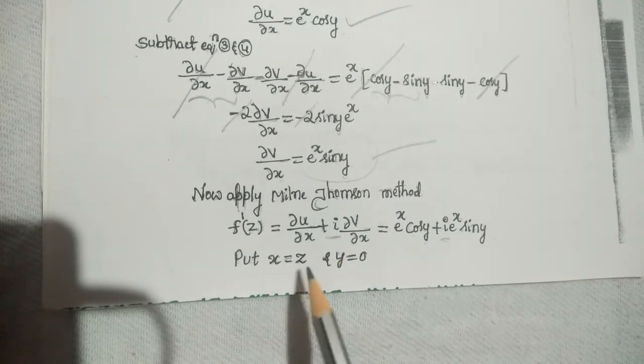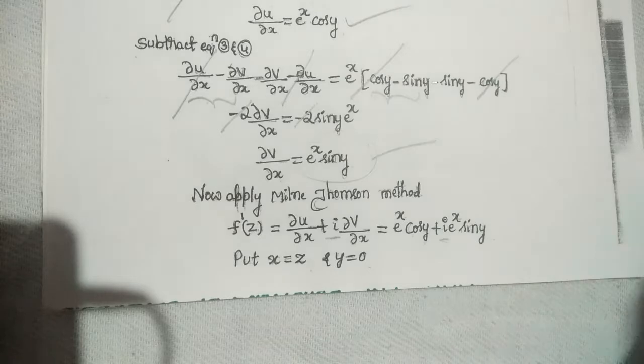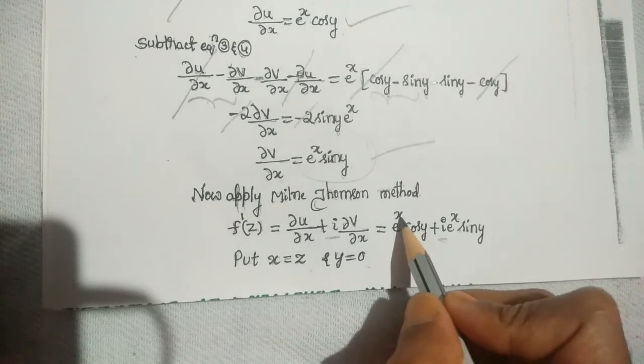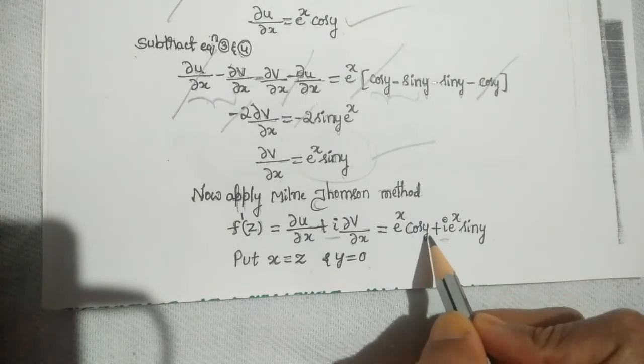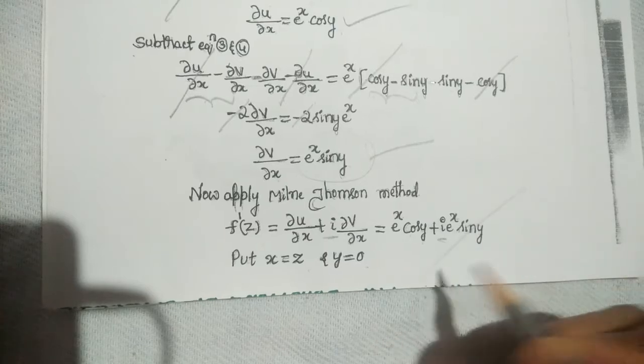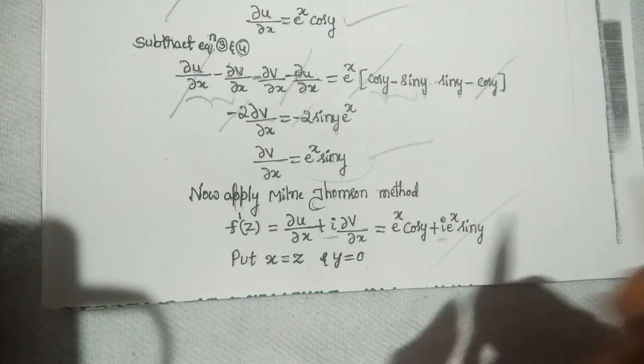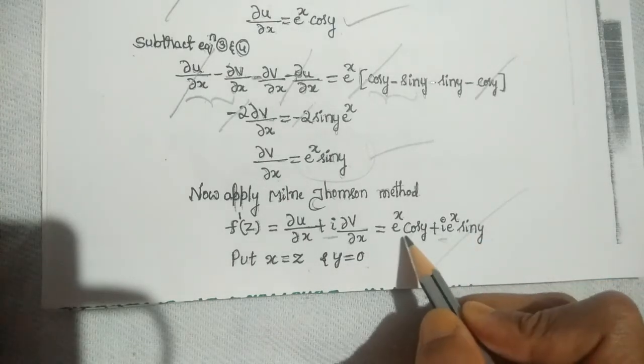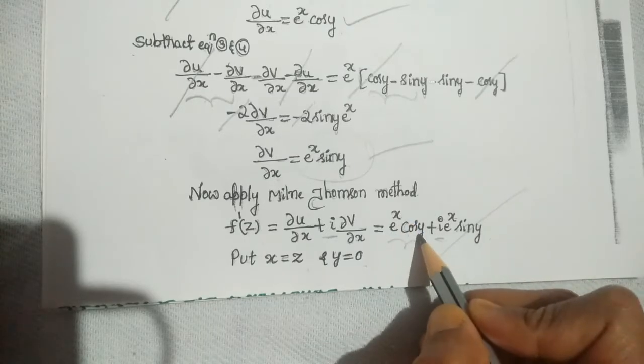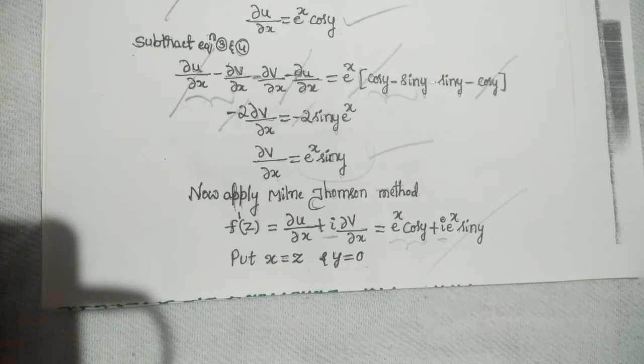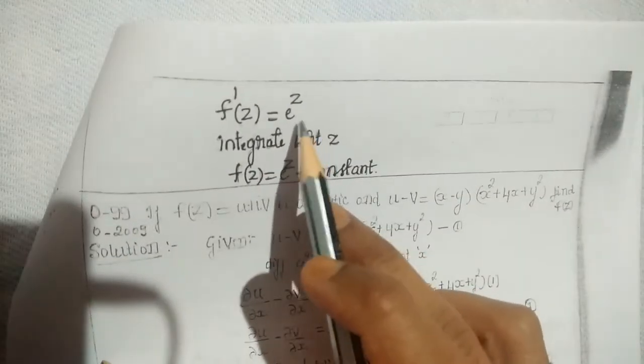Next step is what? Put x equal to z and y equal to 0. What you get? In place of x, if you put z, and in place of y, if you put 0, sin 0 is 0. So this is over. This is cancelled. Now we remain with the first term, e^z into cos 0. Cos 0 is 1. So we get f'(z) is e^z. That is the last step. f'(z) is equal to e^z.